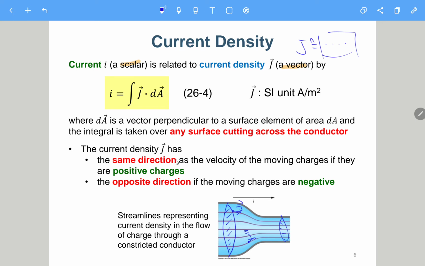So the current density has the same direction as the velocity of the moving charge if they are positive charges, and opposite direction if the moving charges are negative. So yeah, J should have the same direction as the current. So the streamlines represent current density in the flow of the charge through a constricted conductor. If this part is thicker, then you can imagine the current density is smaller. For this part, which is thinner, the current density is higher.